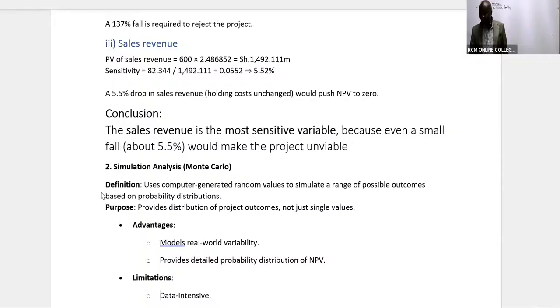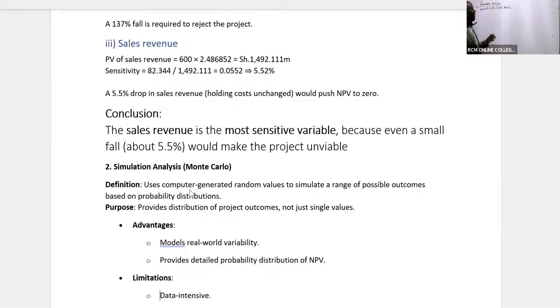So simulation uses computer-generated random values to simulate a range of possible outcomes. Don't write anything. Yeah, based on probability distributions. So the purpose here is to provide a distribution of project outcomes.